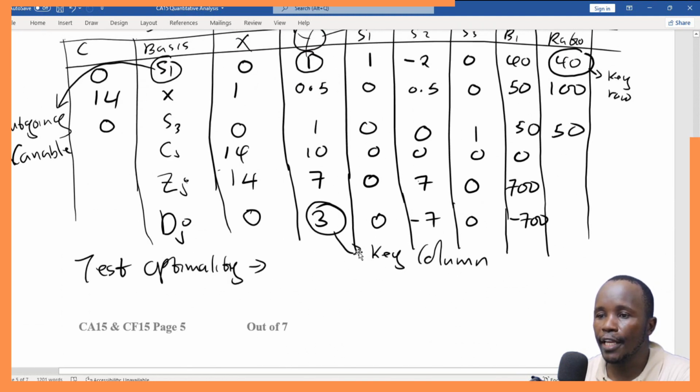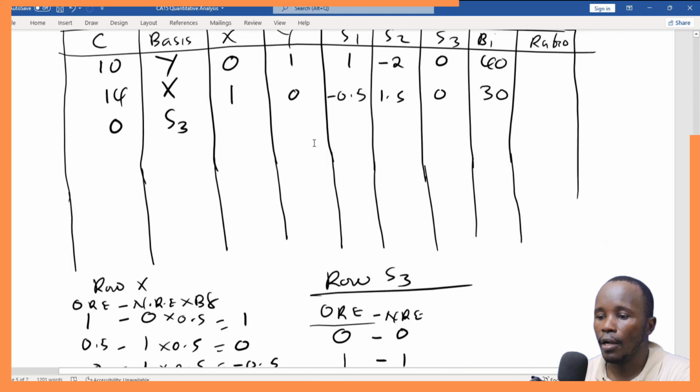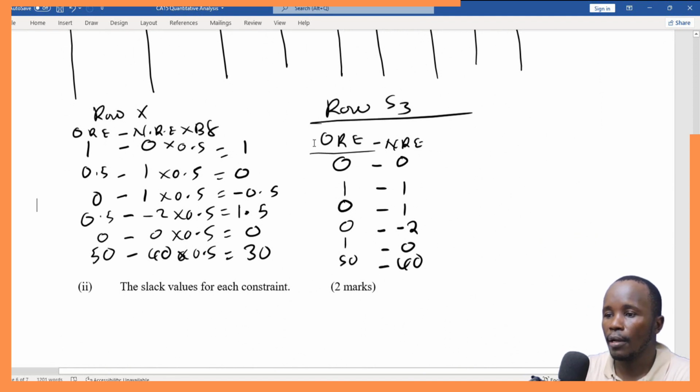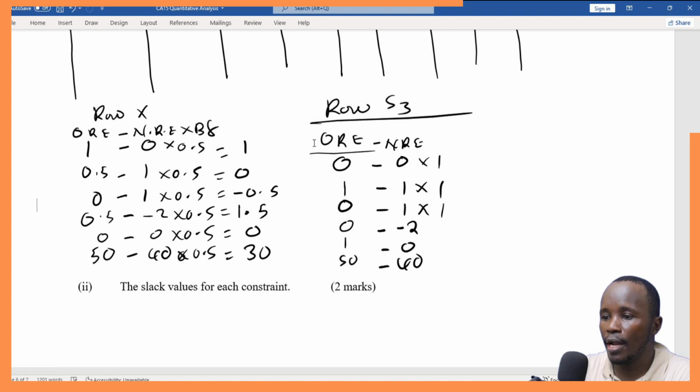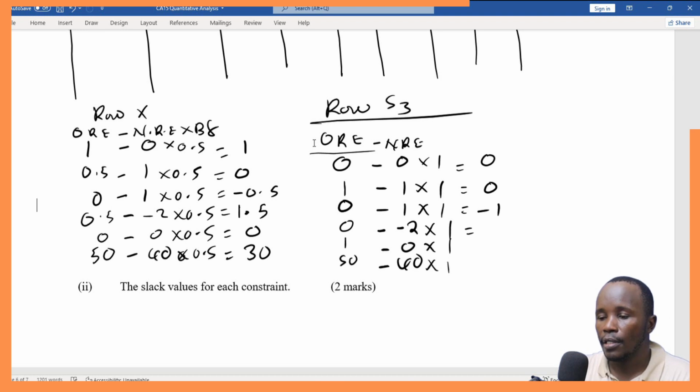The key column where it meets our row of interest is 1. Wow, it is 1. So everything times 1. So I multiply this one by 1 times 1 times 1 times 1 times 1 times 1. What do I get? This is 0. This is 0. This is negative 1. This is 2. This is 1. This is 1. And this is 10.